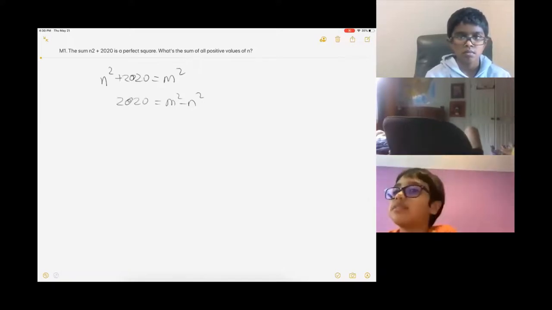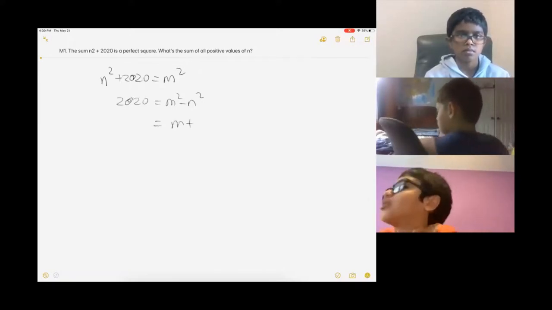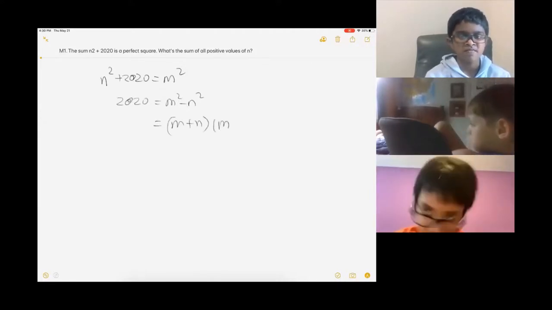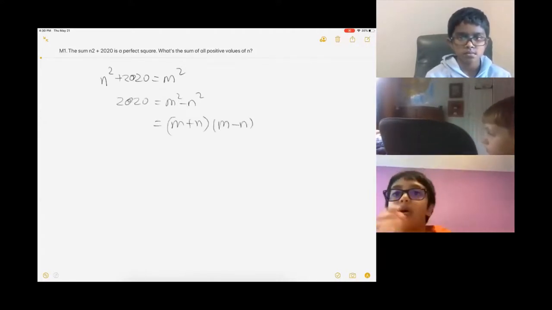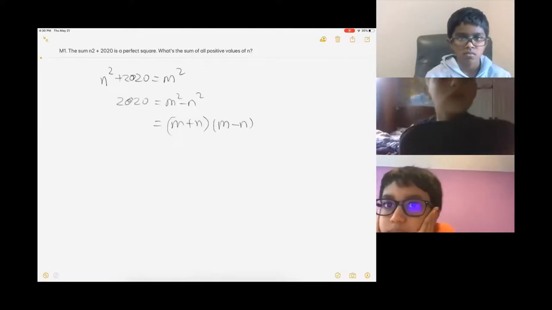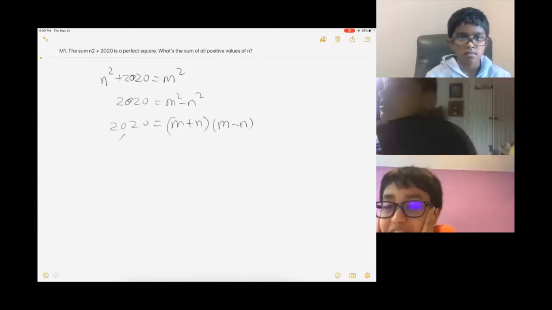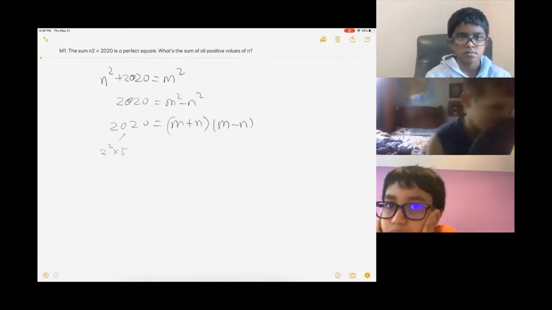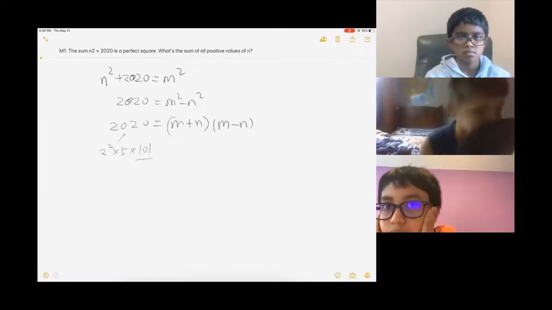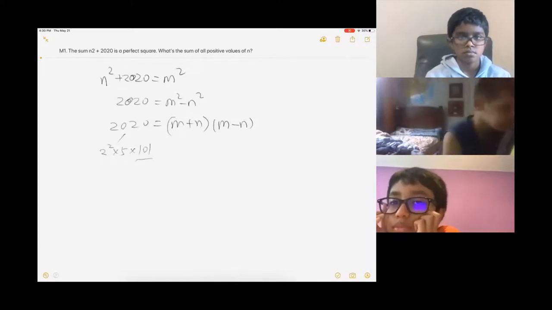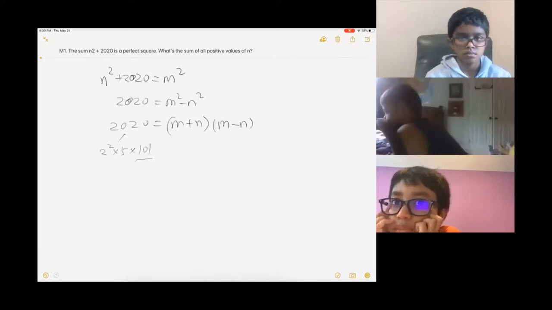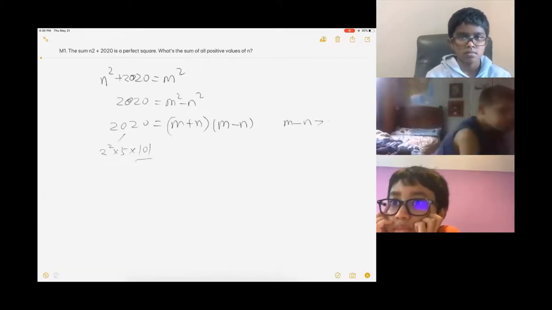Okay. So you said equals m plus n times m minus n, okay? And then I prime factorized 2020. So what did you get? 2 squared times 5 times 101. Okay, and 101 is a prime, okay? And then you know that n has to be less than m because m minus n should be positive.